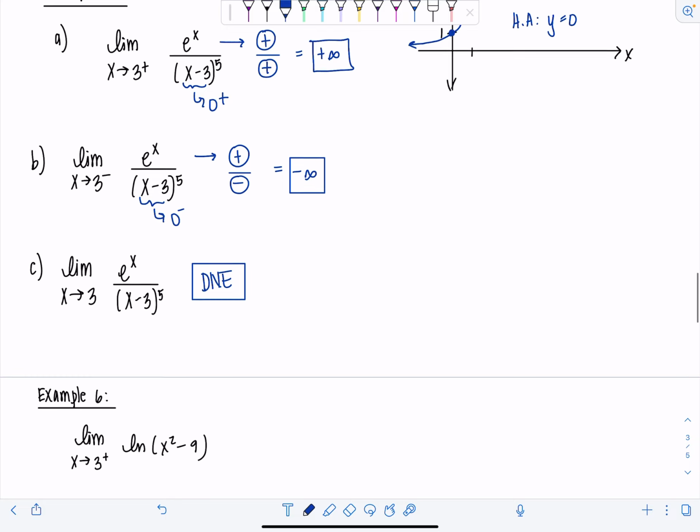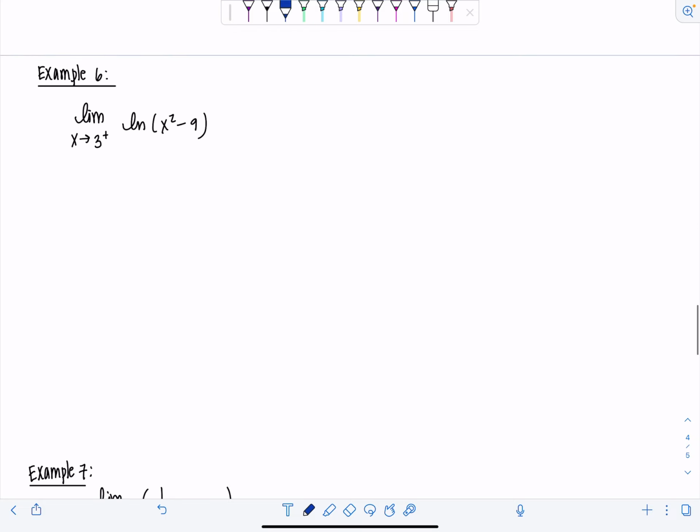All right, I have a couple more spicy ones. We have the limit as x approaches 3 from the right of the natural log of x squared minus 9. Now, before we can work on this limit, we have to recall the graph of y equals the natural log of x. Remember, natural log of x and e to the x are inverse functions. So when you're graphing them, you can just interchange x and y coordinates, and the asymptotes also will switch.